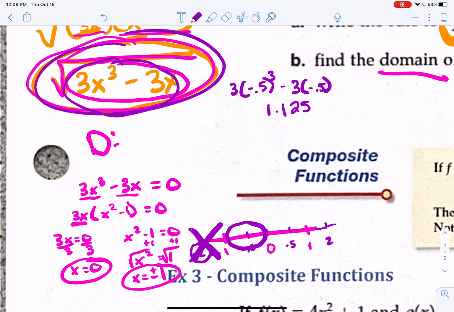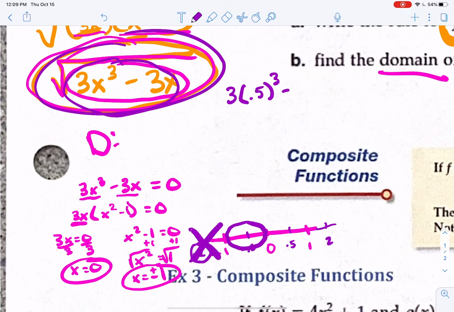So I'm going to go back into my calculator. And the thing that I want to type in is 3 times 0.5 to the third minus 3 times 0.5. I'm going to change those -0.5s in my calculator to be positive 0.5s and see what it gives me as the answer. And I get negative 1.125 when I plug 0.5 in, so that's bad.